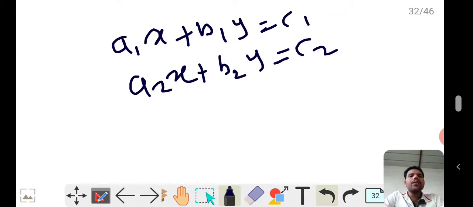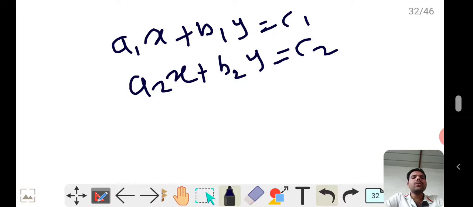Here a1 b1 are the coefficients of the x and y variables, and a2 b2 are the coefficients of x and y for the second equation, and c1 c2 are the constants. So if we want to solve these simultaneous linear equations by Cramer's method, we have to find three determinant values: delta, delta x and delta y.